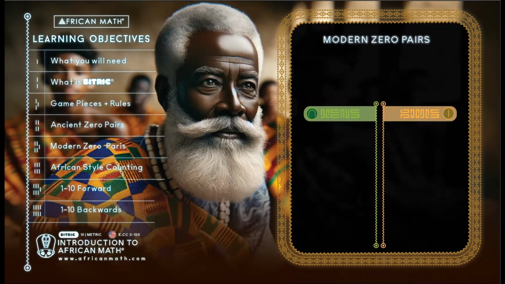Hopefully you watched the African Math Counting Swahili Style video. If you didn't, what's important to understand is that when counting in English, learners have a difficulty when it comes to the numbers beyond 10, like 11, 12, 13, because Africans historically counted according to place value. So let me give you an example.